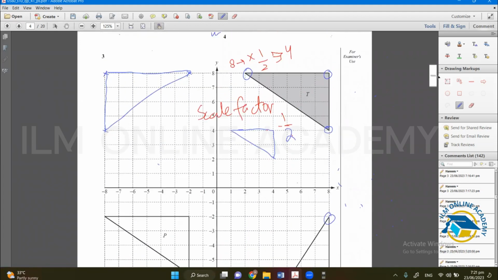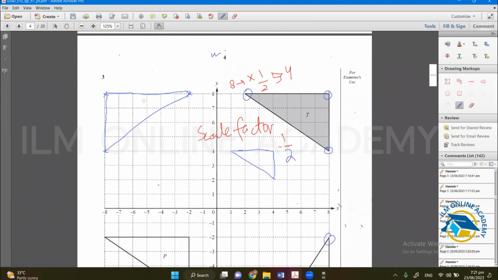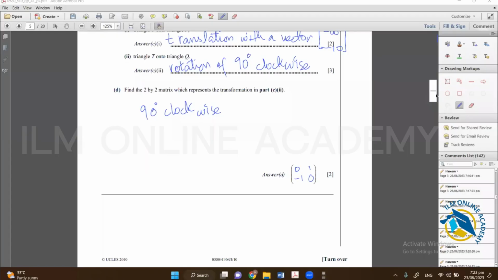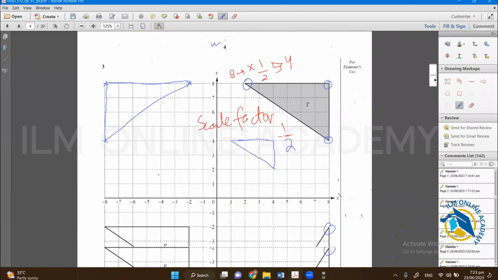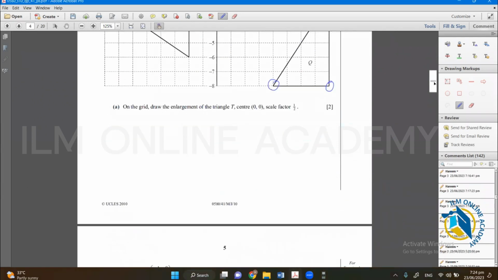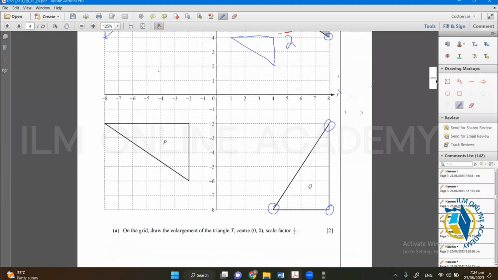Now question number 3. I have already done some of my calculation here. So question number 3, the part A of the question number 3 is on the grid. Draw the enlargement of the triangle T, center 0, 0, scale factor is half. Okay, so scale factor half.